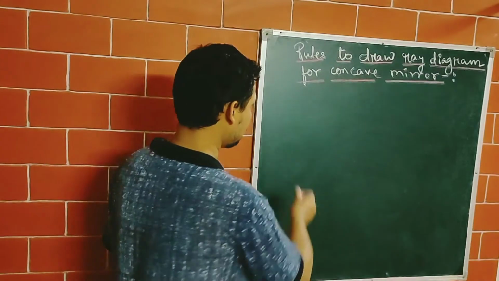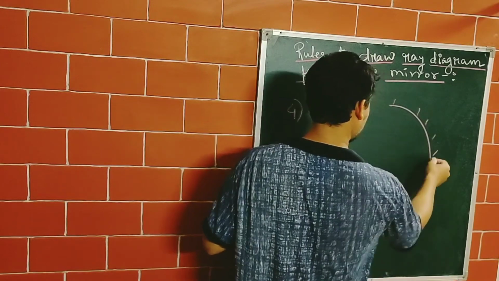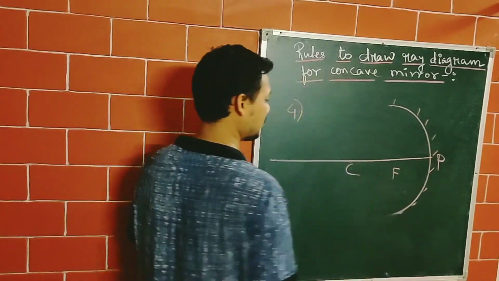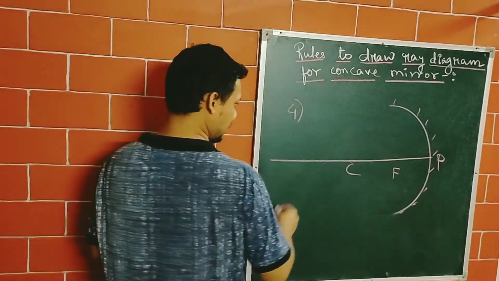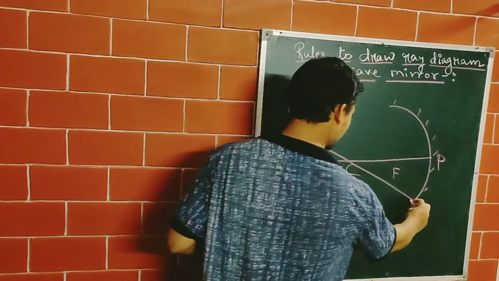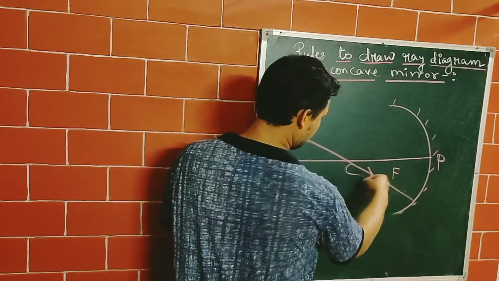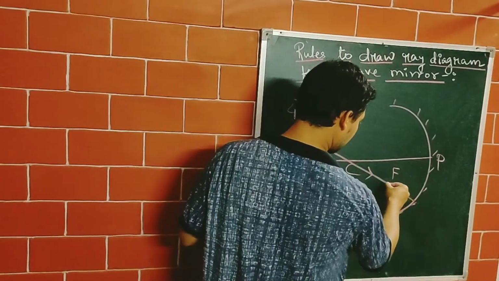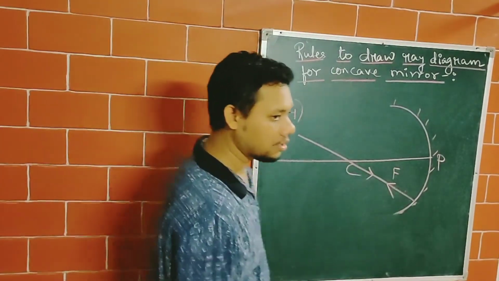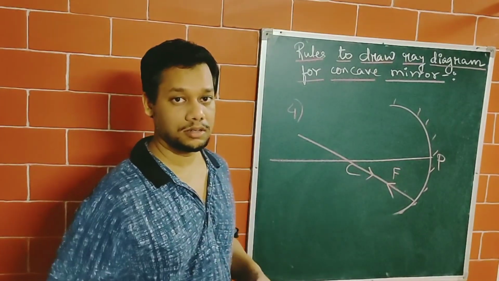Now the fourth rule is that this is the concave mirror. Principal axis, pole, focus, center of curvature. If a ray passes through the center of curvature, then after reflection, it traces the same path. It means that if it is traveling in this path, then after reflection it will come back through the same path. So these are the 4 basic rules to draw ray diagram for concave mirror. Now we will draw the ray diagrams one by one.